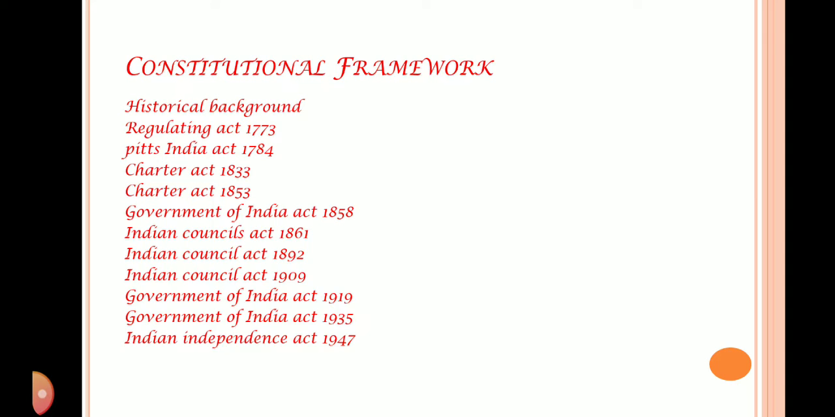The maximum number of nominated and elected members of the Legislative Council at the center was increased from 16 to 60, excluding ex officio members. It provided for the first time the association of Indians with the Executive Council of the Viceroy and Governors. Satyendra Prasad Sinha became the first Indian to join the Viceroy's Executive Council. He was appointed as a law member.